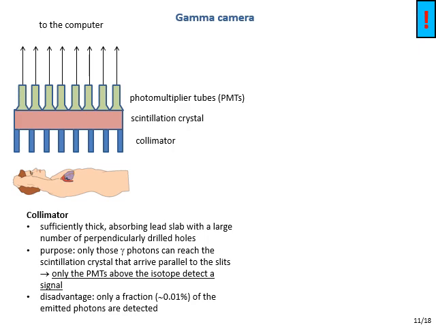In this figure, I'm going to try to explain to you the principle of the gamma camera, which is the simplest device used for detecting the presence of a radioactive isotope in the human body. You can see a diagram or a schematic representation of the device in the upper left part of the figure.